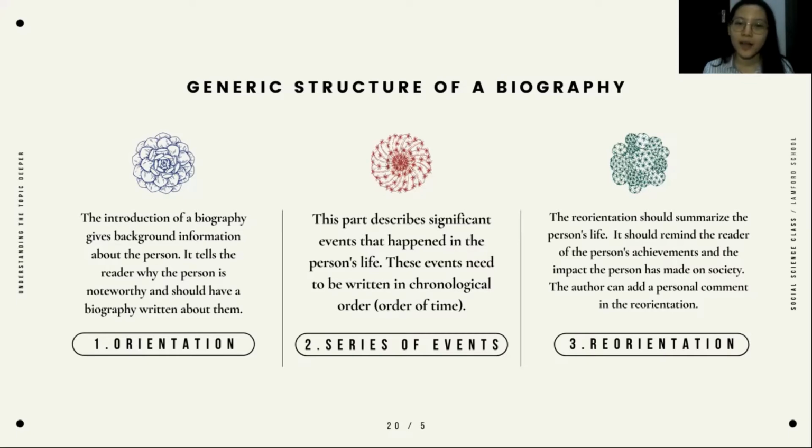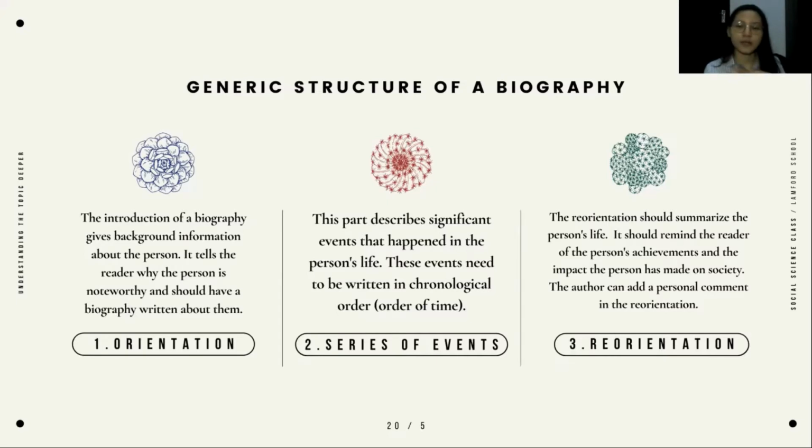And then, after the orientation, the first paragraph, there comes the series of events. So, in this part, significant events that happened in the person's life are described. Series of events are usually written in multiple paragraphs and also in chronological order. This is what we have to note here. So, if you're writing a biography about someone, you have to write it in a chronological manner.